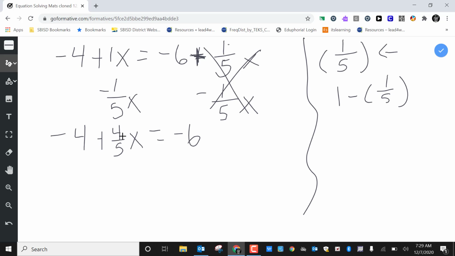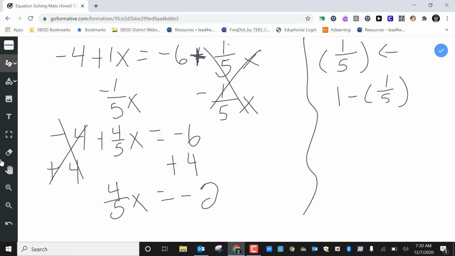Okay, so now my x's are all on the left side, so I need to move this -4 to the right side. The opposite of -4 is adding 4. Whatever I do to one side, I have to do to the other. So -4 plus 4 is 0, so I have 4/5 x left on the left side. -6 plus 4, if you don't know, make sure you're using your calculator. That's -2.